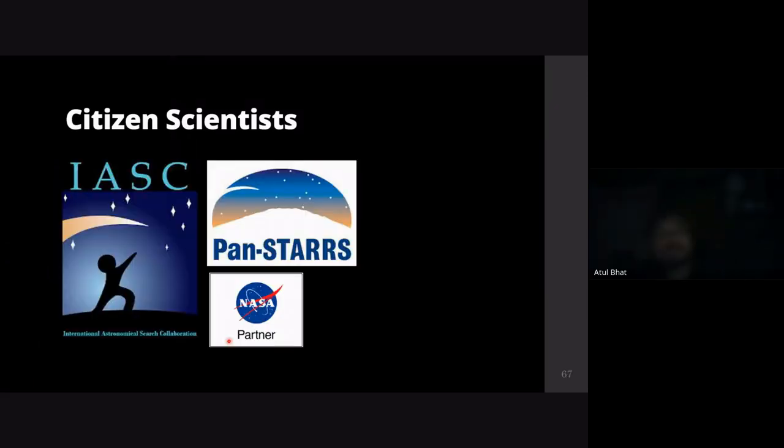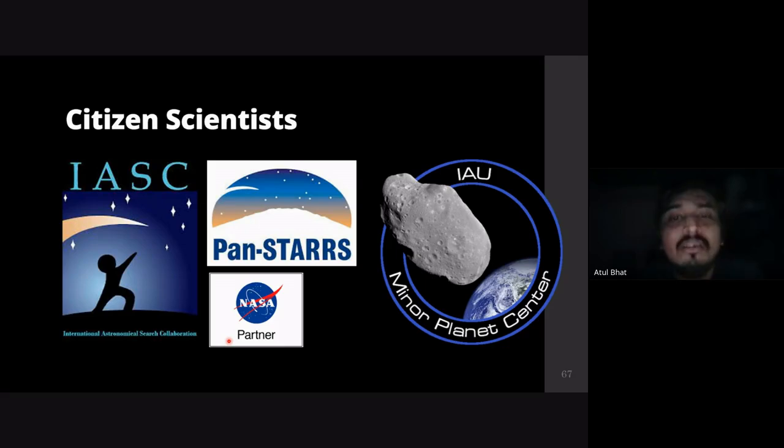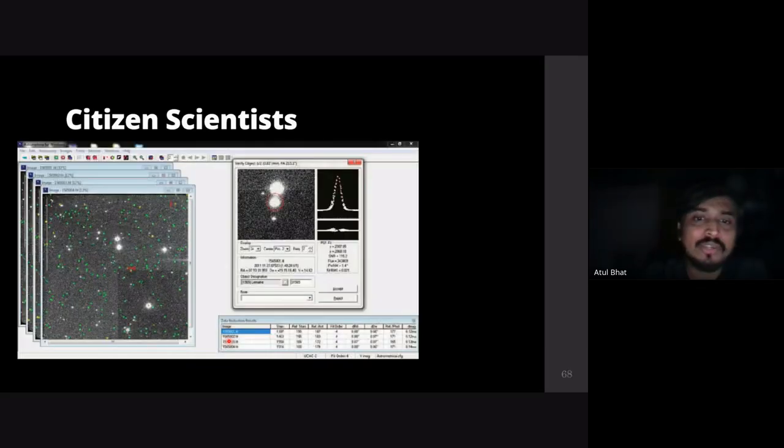And the other very prominent citizen science project is an international astronomical search collaboration where NASA is a partner, and with the Pan-STARRS telescope, people actually find asteroids that are not known to us. The details that you submit are sent to the IAU's Minor Planet Center. So what you essentially do is sign up as a group of 4 or 5 people on their website, and they will allot you a certain month. You can find online tutorials of how to do this.